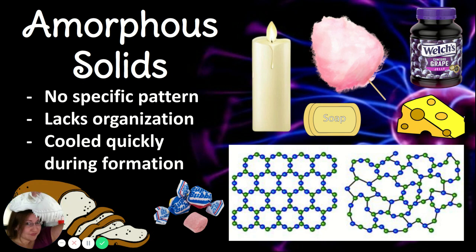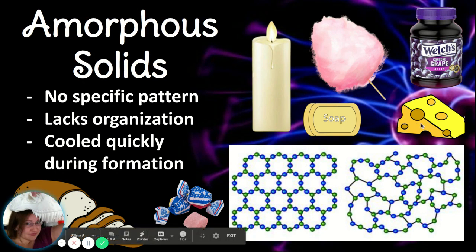pretty quickly impacted by heat. So, for example, if you were to light a candle, you light the candle wick, and it's going to heat up the wax around the candle, and that'll start melting. Bubble gum, you start chewing it up, and it kind of melts into this globby mixture that you can blow bubbles with. Cheese, cotton candy. All of these are examples of solids, but they are very amorphous.